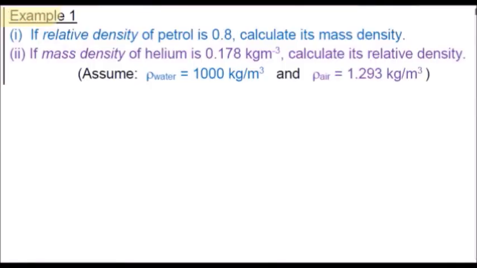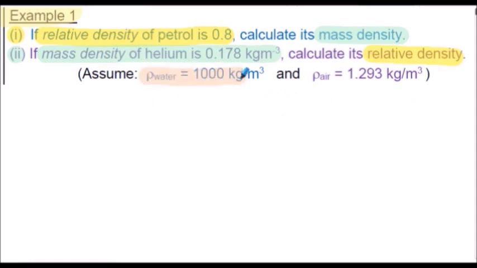Example 1, part 1. If the relative density of petrol is 0.8, we've got to calculate its mass density. And part 2, if the mass density of helium is 0.178 kilograms per meter cubed, we've got to calculate its relative density. The question allows us to assume the mass density of fresh water is 1000 kilograms per meter cubed, and the mass density of air is 1.293 kilograms per meter cubed.